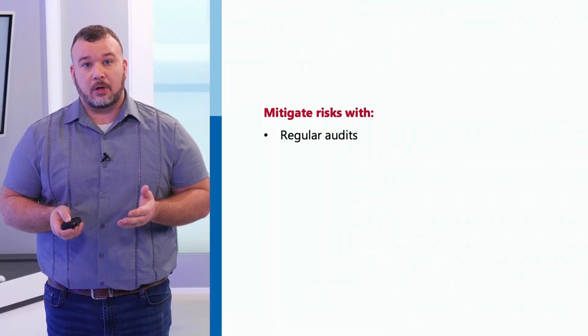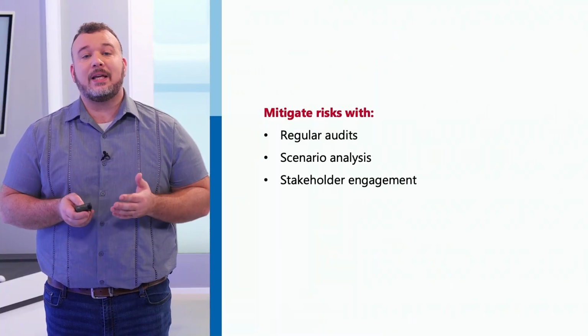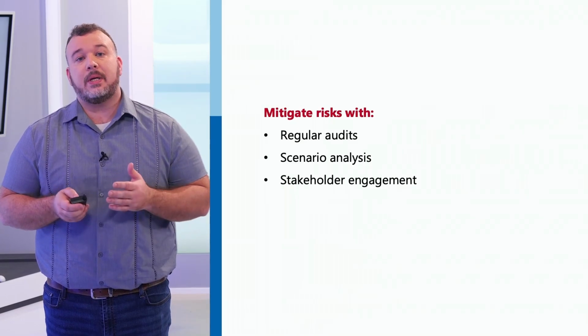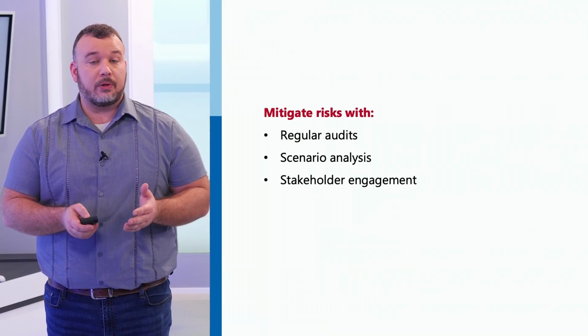So why does this matter? Because again, overlooking pragmatic implications can lead to these unanticipated challenges, things like user dissatisfaction, reduced system effectiveness, or, in the worst sense, even broader societal harm. Strategies such as regular audits, scenario analysis, and stakeholder engagement can help mitigate these risks, ensuring machine learning systems align with real-world needs.